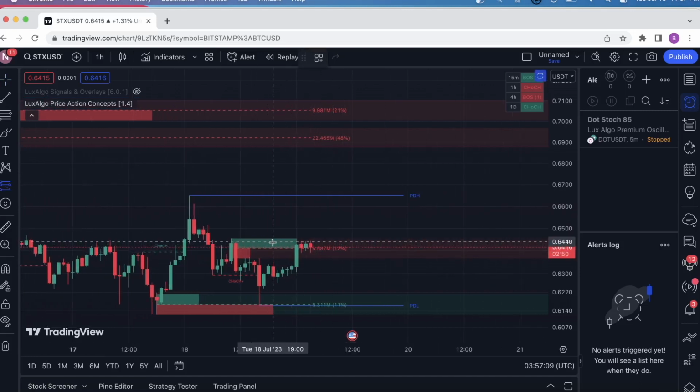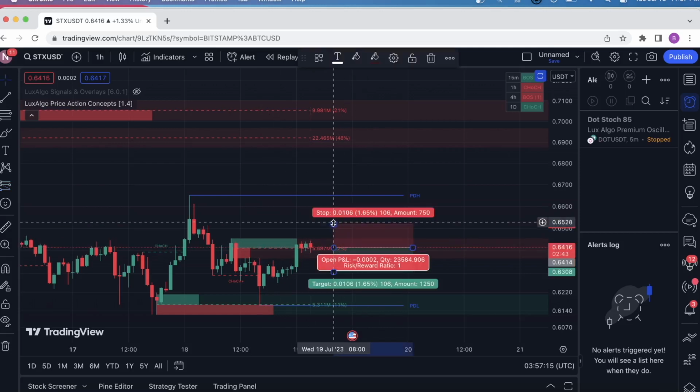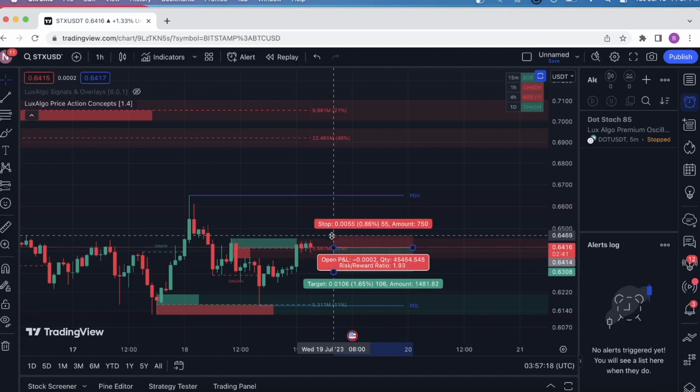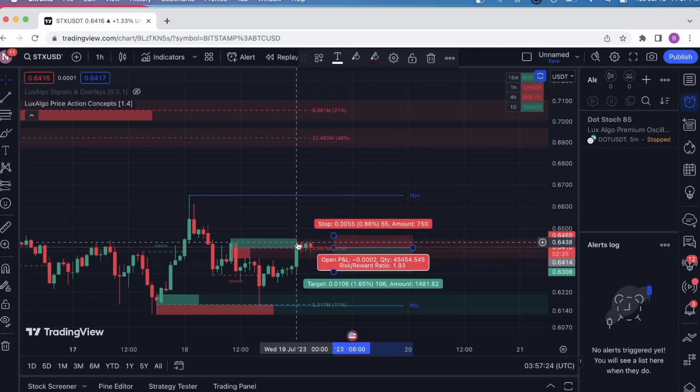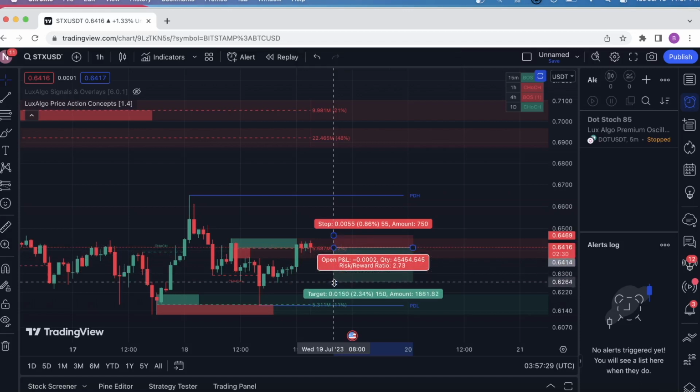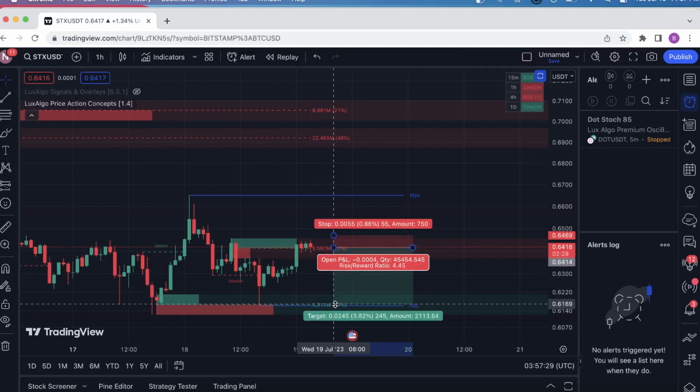So this is the midpoint line. We're right in the order block. I would maybe look for a short right here, place a stop loss just above the order block. The order block is just an area on the chart that has a lot of transaction volume, and these regions tend to act as a level of support or resistance. And then I would target down to the previous day low.